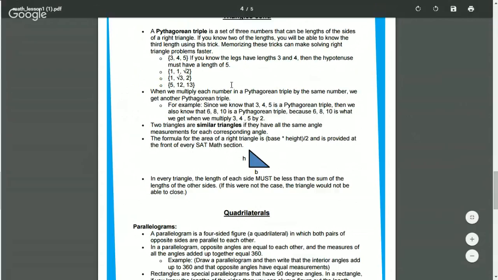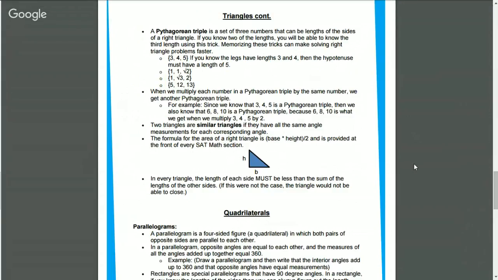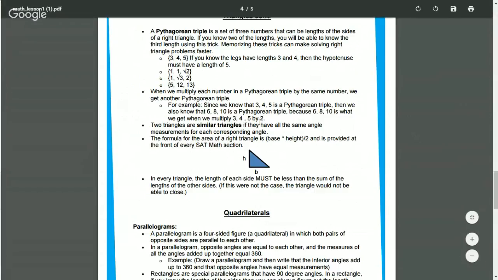When we multiply each number in a Pythagorean triple by the same number, we get another Pythagorean triple. So, for example, since we know that 3, 4, 5 is a Pythagorean triple, then we also know that 6, 8, 10 is a Pythagorean triple, because 6, 8, 10 is what we get when we multiply 3, 4, 5 by 2. So 2 multiplied by 3, 4, 5 creates another Pythagorean triple, 6, 8, and 10.